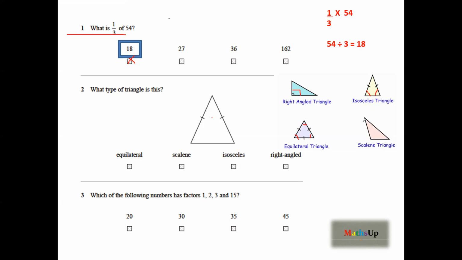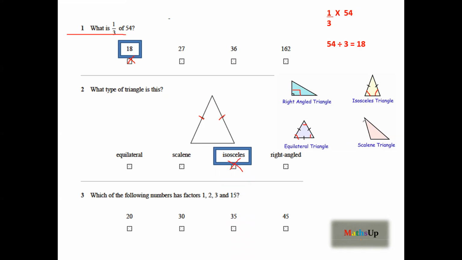So we'll go back to the question. In the question, this is the triangle you can see. In this triangle, it clearly says these 2 sides are equal. Only 2 sides are equal. Therefore, this is an isosceles triangle.